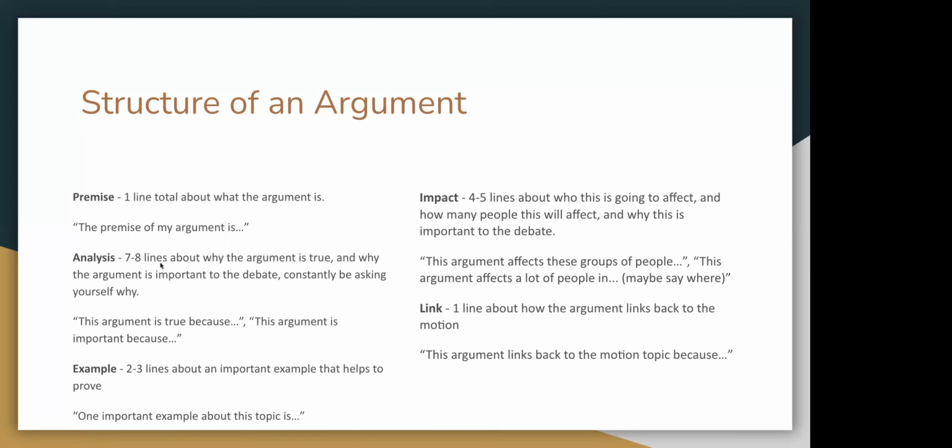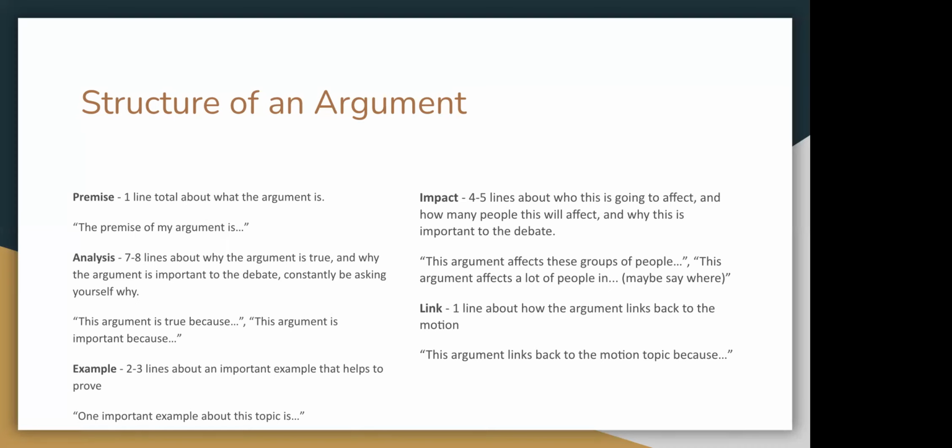So literally, you just say the premise of my argument is this, right? This is literally like the title of your argument as well. So if the argument is homework causes stress, you would just say the premise of my argument is that homework causes stress. Okay, you can obviously do things differently.